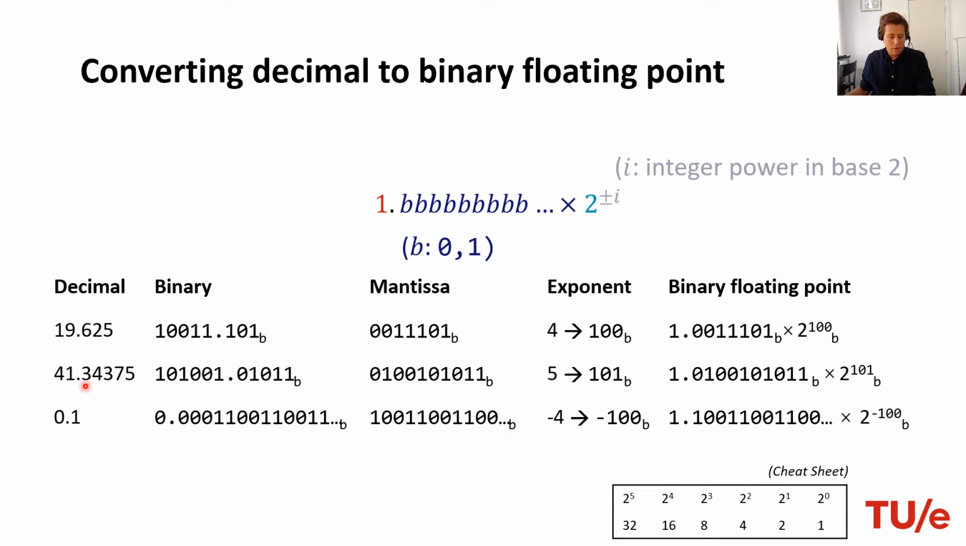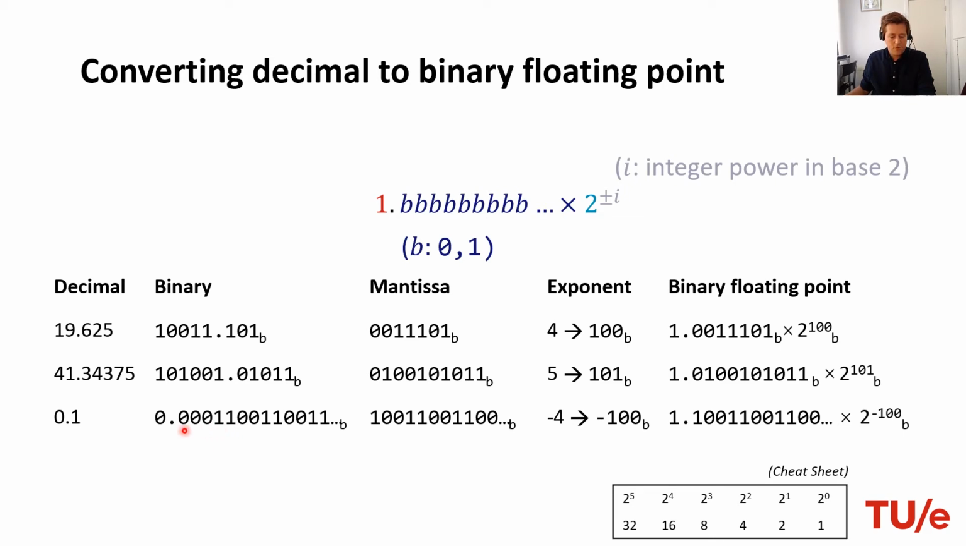Again, we can also look at how this looks for the decimal number 0.1, where we saw that the binary representation holds an infinite amount of bits. Also, the mantissa in full precision would hold an infinite amount of bits. In this case, well, the exponent, so the leading non-zero digit here is this 1. So this means that the mantissa starts from here.